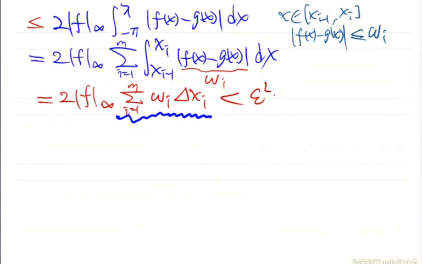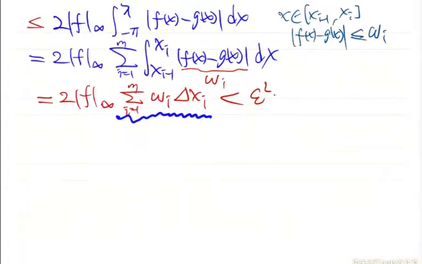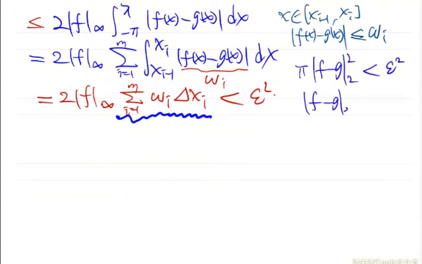This result means that the left-hand side is the L2 norm squared of f minus g. So we have π times the L2 norm squared of f − g less than ε², or the L2 norm of f − g less than ε over the square root of π. That's okay. Of course, this is less than ε because π is greater than 1.